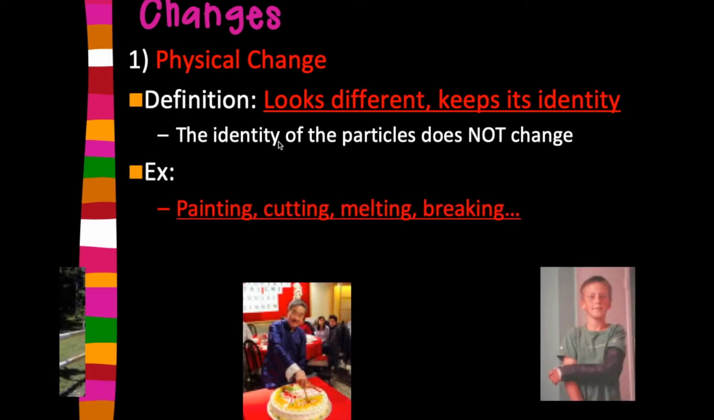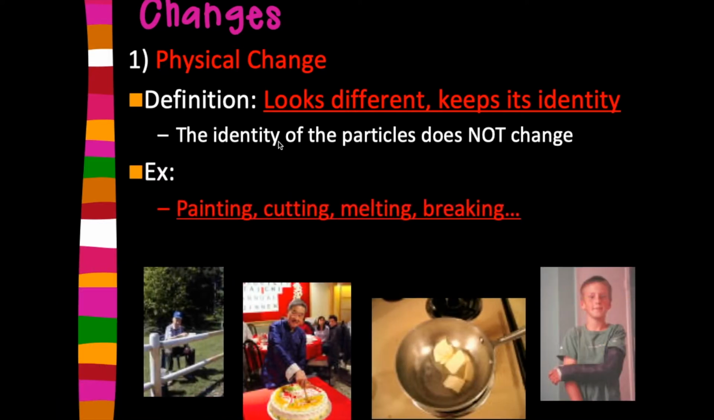So for example, if you paint something, all you're doing is transferring paint particles from maybe a can on top of something else, maybe a fence or a piece of paper or your fingernails. So all you've done is change the location of those particles, but the fence particles are still fence particles, the paint particles are still paint particles, the identity hasn't changed.